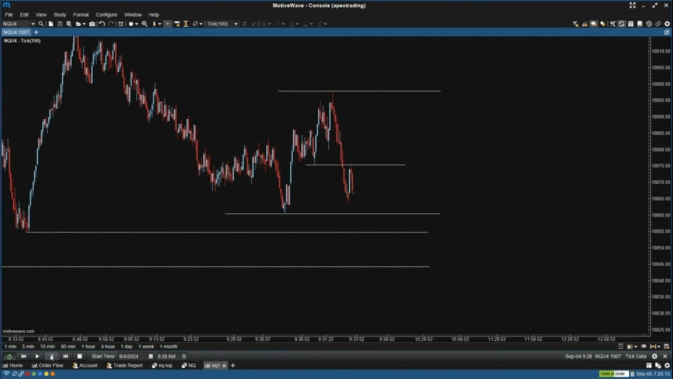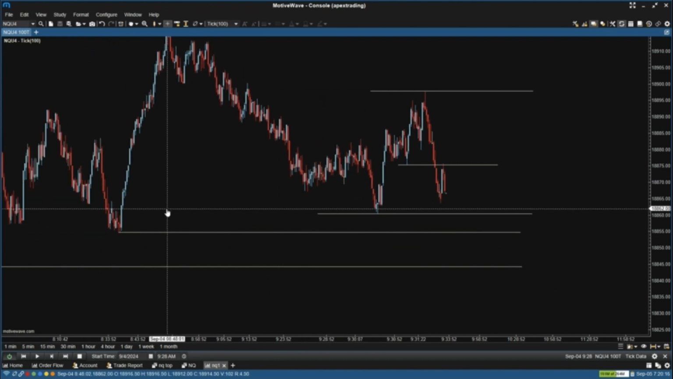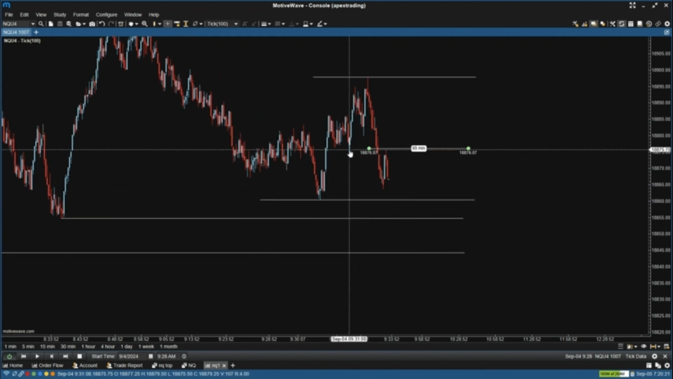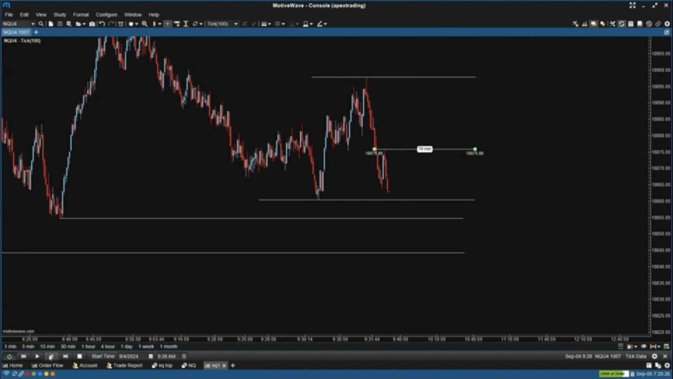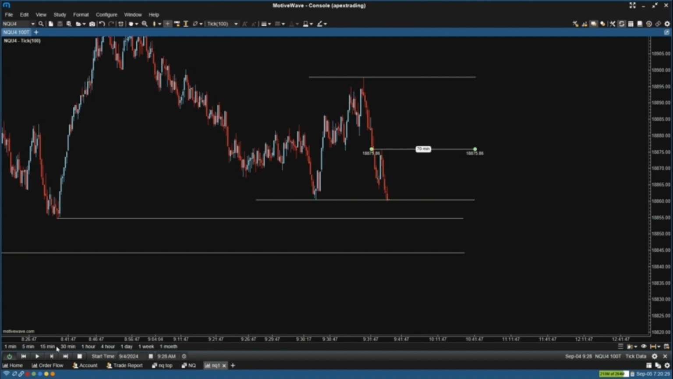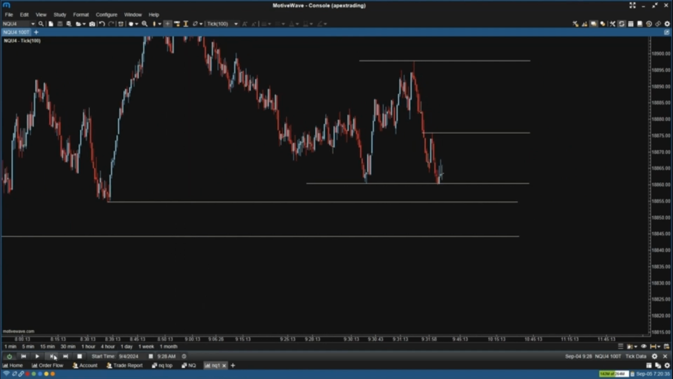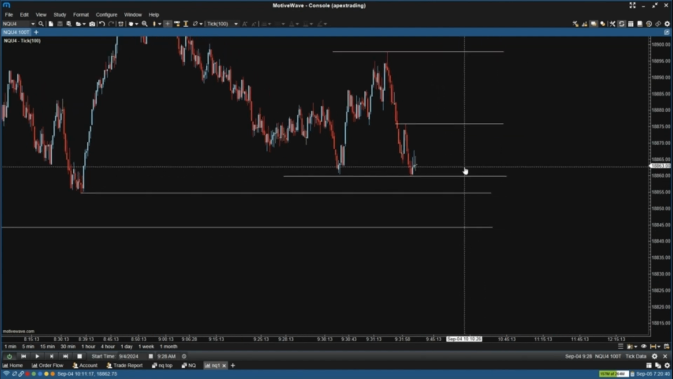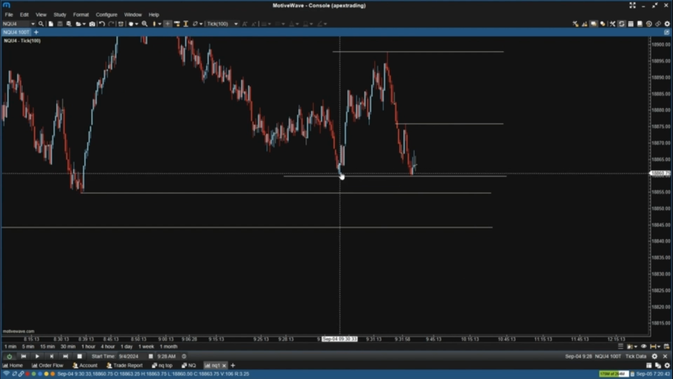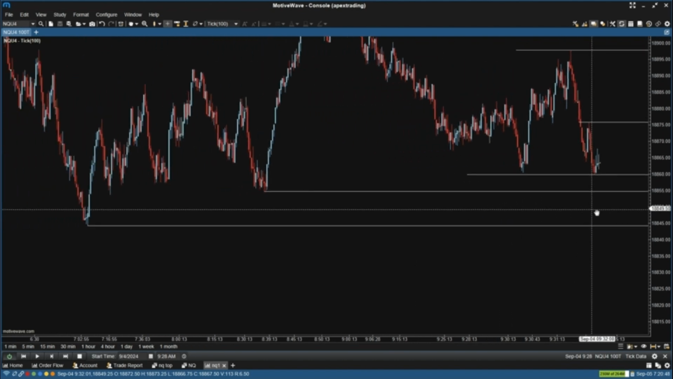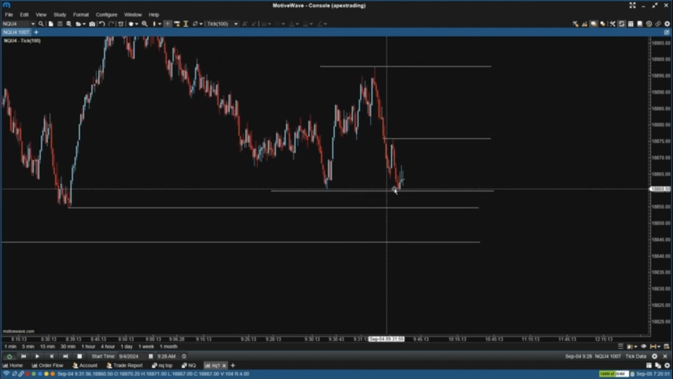So it's displacing below but not breaking these structures. Retrace this area. Now it's getting interesting. Now it might break it. Now I'm thinking short. But one thing to take note here, it should displace below this low if it shows conviction that it wants to go down. But at the moment, it's not doing it.